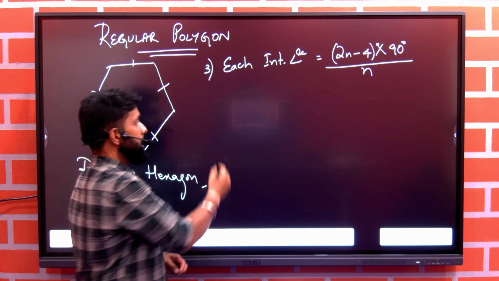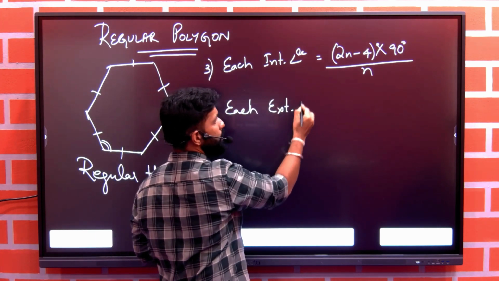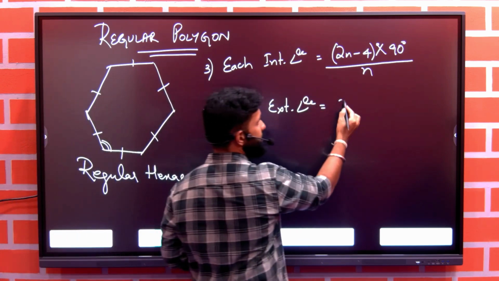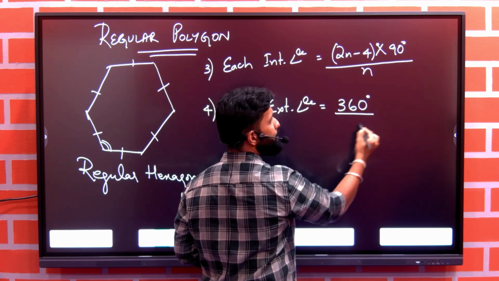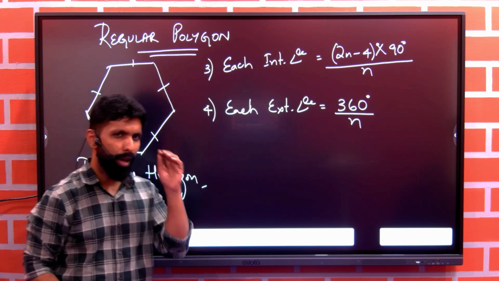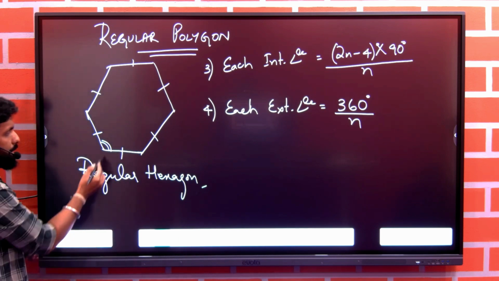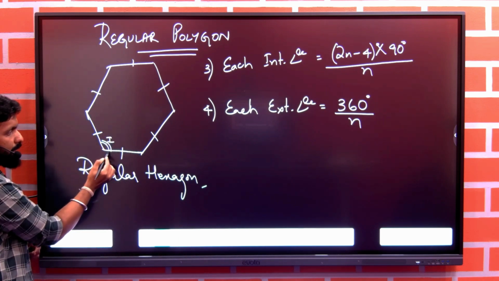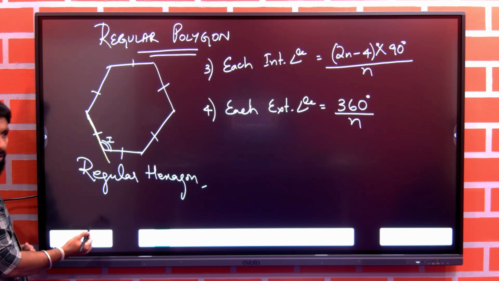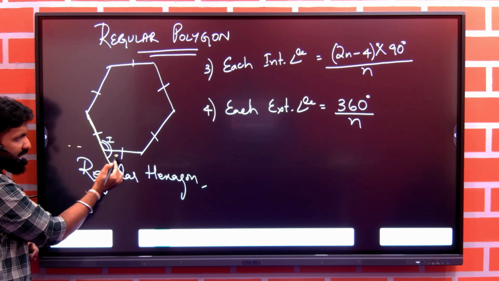Okay. Same thing for each exterior angle. What was the sum of exterior angles? 360 degrees, divided by the number of sides. This is going to give me each exterior angle. But if we use our common sense, if we slightly try to understand the science behind this, please concentrate here. If this is called the interior angle, either I extend this straight line, or I could have also extended this straight line. This is called the exterior angle.